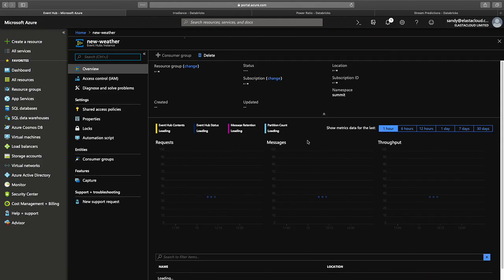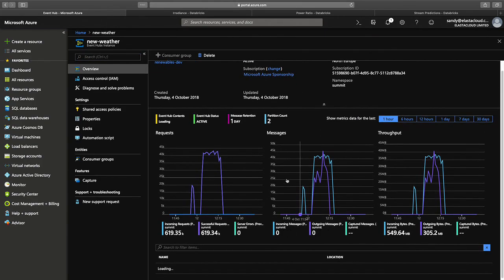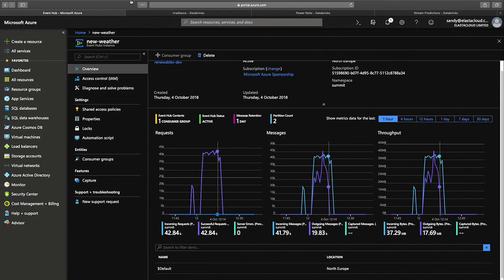So we can see the throughput for this event hub has stopped, which means my demo is going to break. Great. So this is all the data flowing through into Event Hubs, which we pick up through structured streaming.